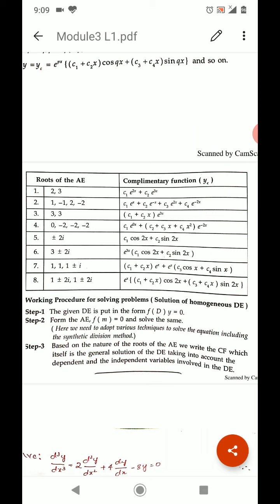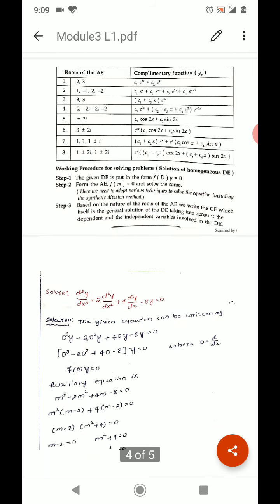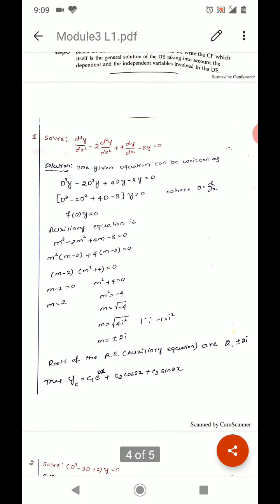So this is how we are going to find out the complementary function of any given homogeneous differential equation. So this is a problem given that d cube y by dx cube minus 2 into d square y by dx square plus 4 into dy by dx minus 8y equal to 0.